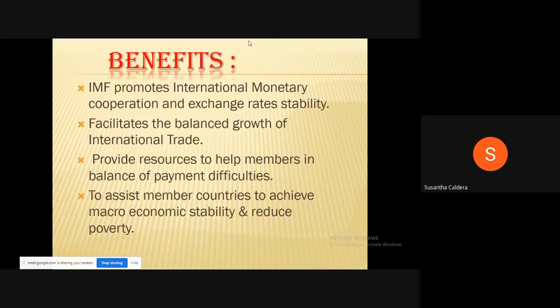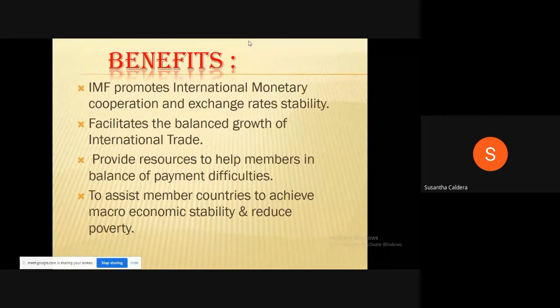The benefits of IMF to the monetary systems in the world: IMF promotes international monetary cooperation and exchange rate stability. They are mainly focusing on exchange rate stability, right? Earlier, IMF fixed the exchange rates based on the gold reserves, the gold standard.